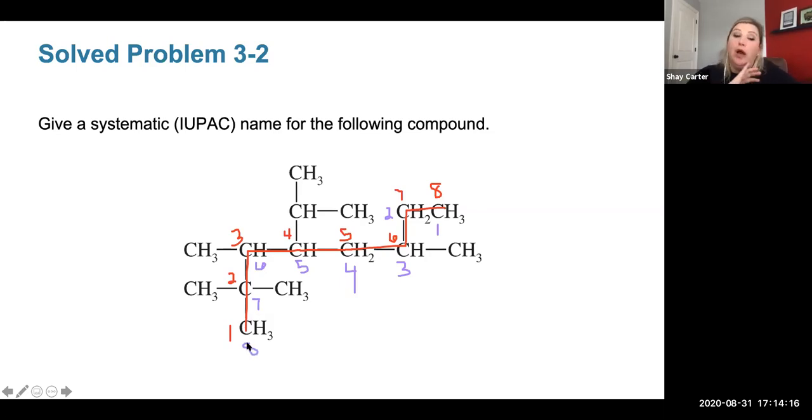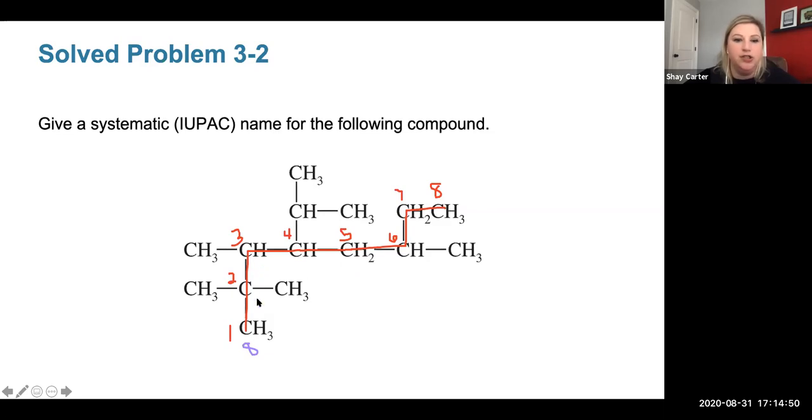So we have 2 options. We can number from the bottom to the top right, or we can number from the top right down to the bottom. If we use the red, like I said, we're going to run into 2 methyl groups on carbon 2. But if we use the purple, we actually won't run into a substituent until we get to carbon 3. Okay, so that's no good. We don't want to do that. We always want our numbers to be the lowest that they can. Okay, so I'm going to erase the purple and we're going to use the red numbering.